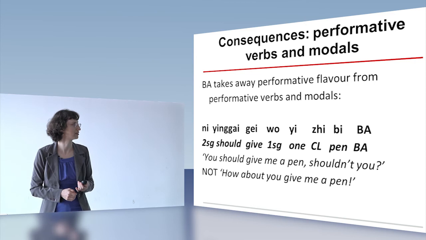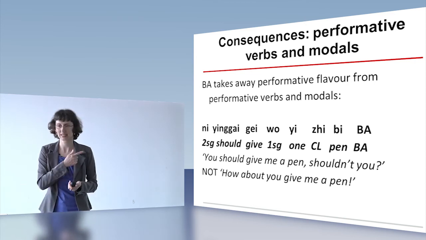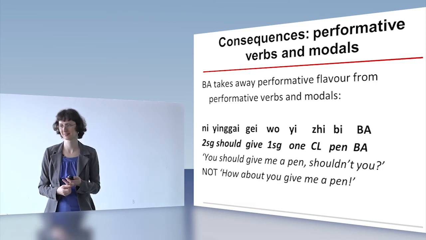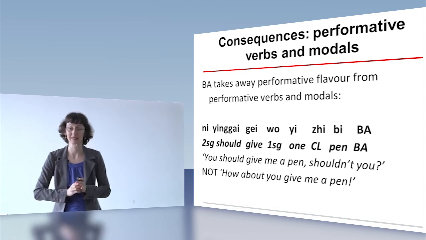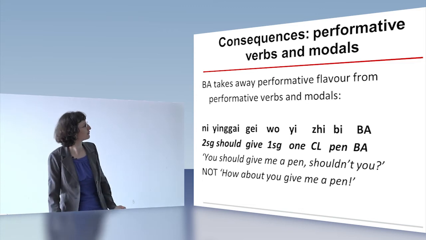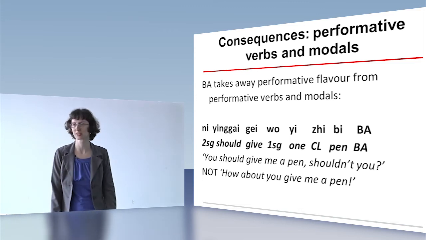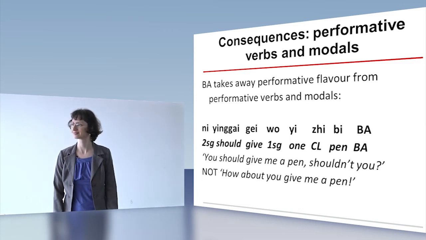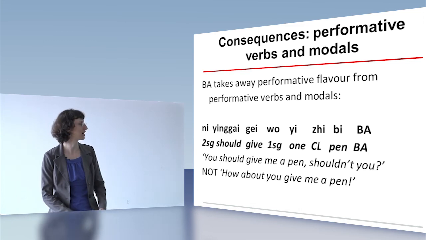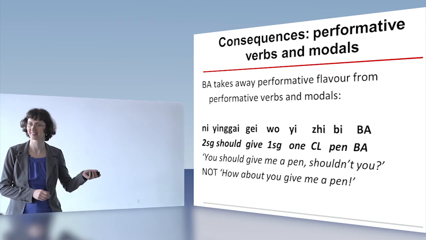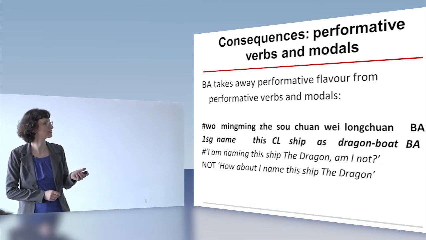It could be sort of like, give me a pen, please. But it doesn't do that. Side note, notice that in English you can't say, you should give me a pen, please. Somehow there is a bit of a conflict between should and please. But let's not go into please yet. So you should give me a pen, shouldn't you, is the only meaning that people get. Not, how about you give me a pen? So it loses the performativity.